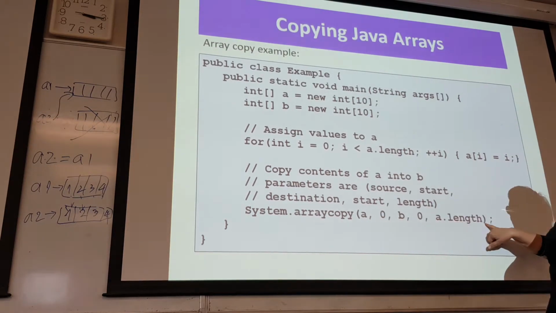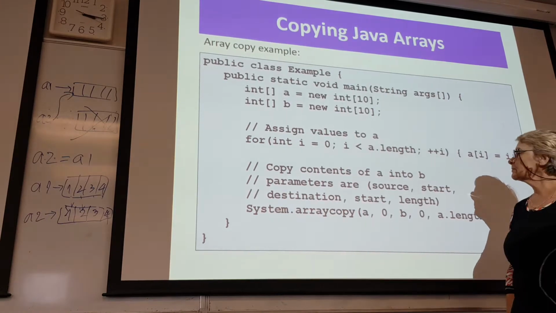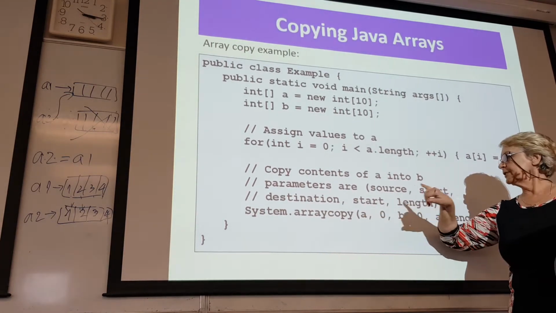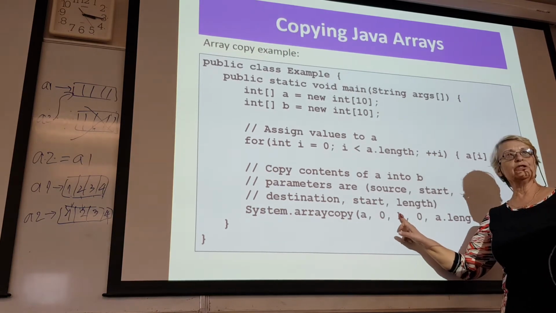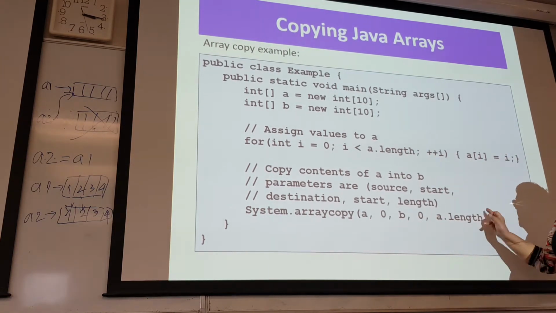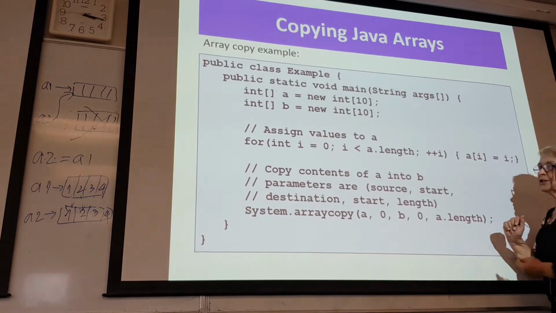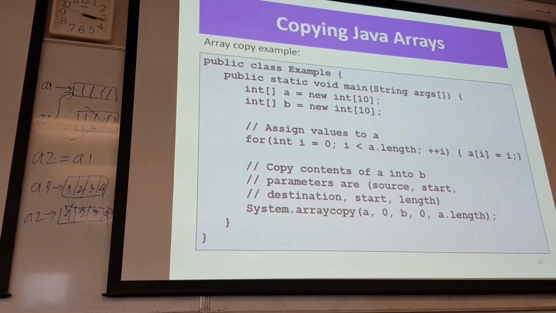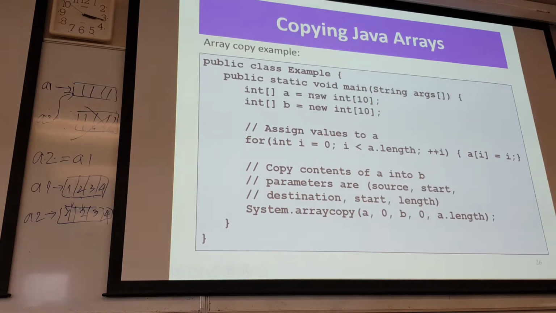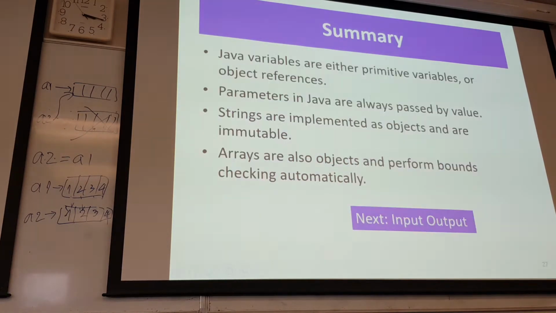And you provide 5 arguments: where to copy from, starting with what location, where to put your elements, at what location in the array, and how many elements. It's preferable to have arrays of the same size, or of different sizes, but then you copy the number which is smaller, because if you have different sizes, things can not work as you might guess.